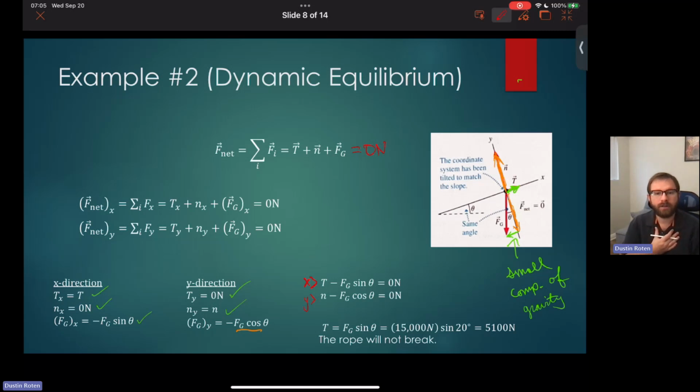Excellent. So we're looking for the tension in the rope. Well, we can solve for tension right here in this first equation. All right, so the tension would just have to equal the x component of the friction. Okay, so we know it's 15 kilonewtons. We can plug that in. We know the angle is 20. That was given to us. Okay, and it turns out the tension in this rope is just 5.1 kilonewtons.